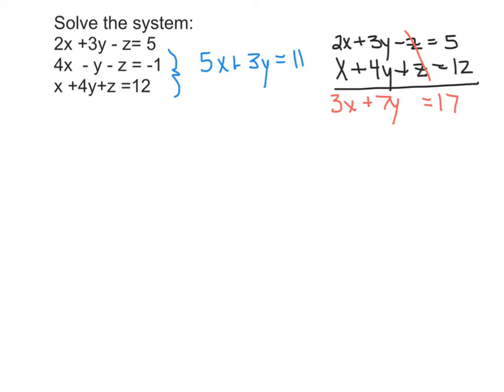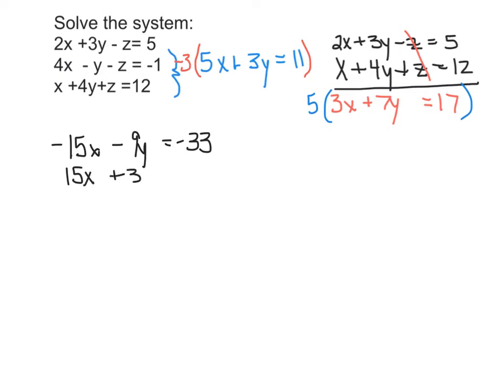So I'm going to multiply the blue equation by negative 3 so that I'll get a negative 15 in front of the x. So taking this equation and multiplying everything by negative 3 will give me the new equation, negative 15x minus 9y equals negative 33. I'm going to take the red equation and multiply everything by positive 5. And when I do that, I'm going to get 15x plus 35y is equal to 85.